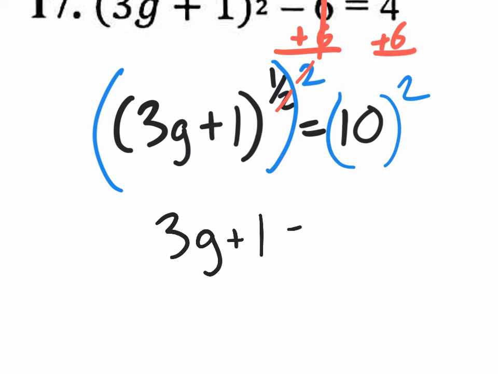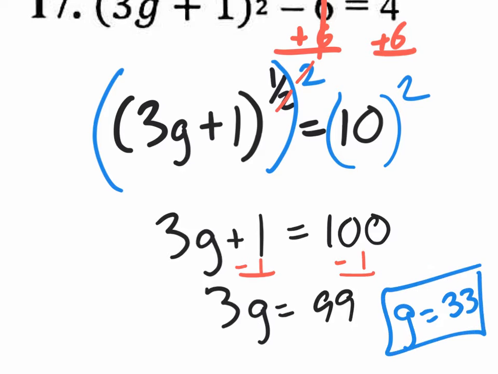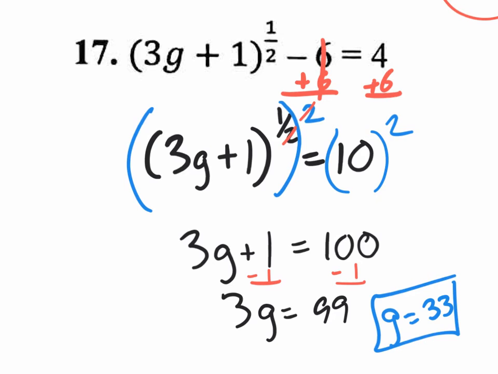plus 1 equals 100. And then you solve like you always would. You end up with 3g equaling 99, which means g equals, when you divide both sides by 3, 33. And you should plug it back in to double check it. When you plug in 33 right here, 3 times 33 is 99, plus 1 is 100. The square root of 100 is 10. 10 minus 6 really is 4.